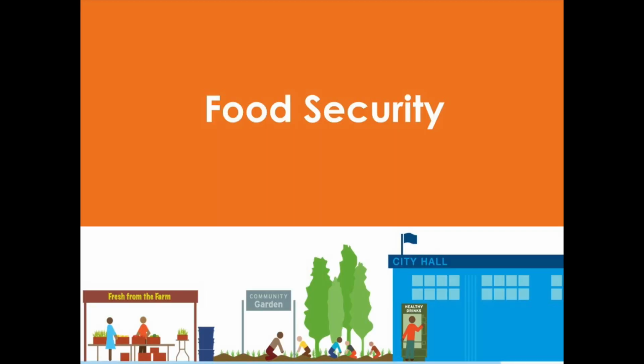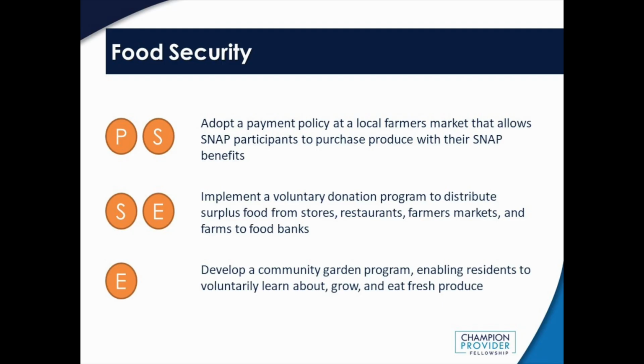foods. The second topic is food security, which refers to the consistent availability and usability of affordable, nutritious food among at-risk communities. More information on food security can be found on page 25 of the PSE Playbook. Here are some examples of PSE change focused on increasing food security in a community.